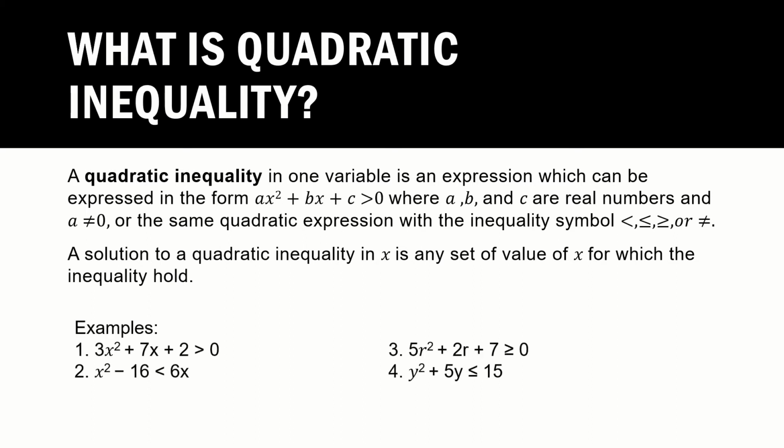These are examples of quadratic inequalities. Number 1, 3x squared plus 7x plus 2 is greater than 0. Number 2, x squared minus 16 is less than 6x. Number 3, 5r squared plus 2r plus 7 is greater than or equal to 0. And number 4, y squared plus 5y is less than or equal to 15.